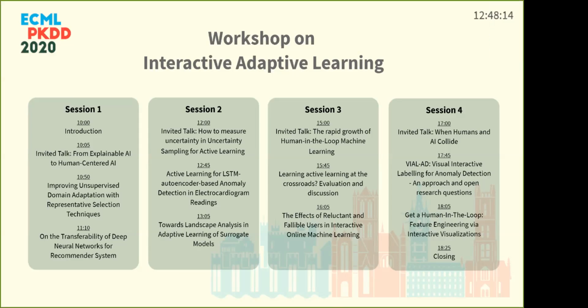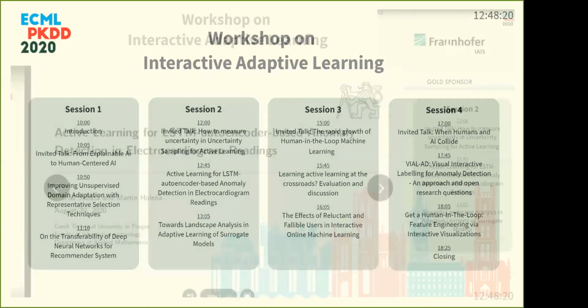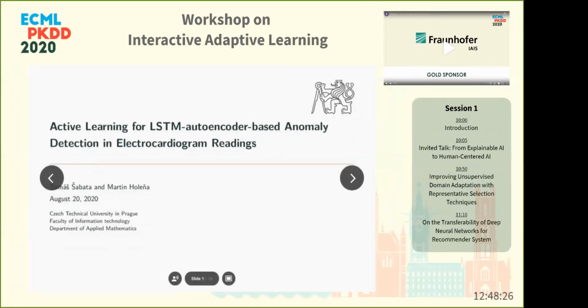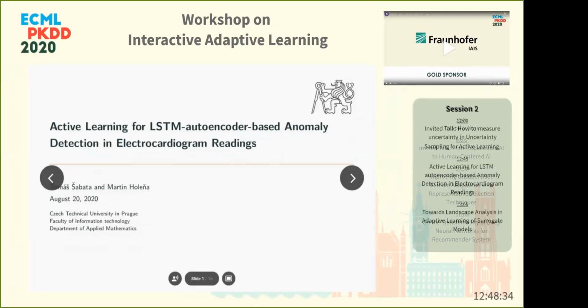So we are now going to move to the first regular paper of this second session, which is going to be about LSTM autoencoder based anomaly detection. The presentation is going to be done by Thomas Sabata. So I give the switch to him, and we are going to start with the video. Daniel, if you can play the video, please.